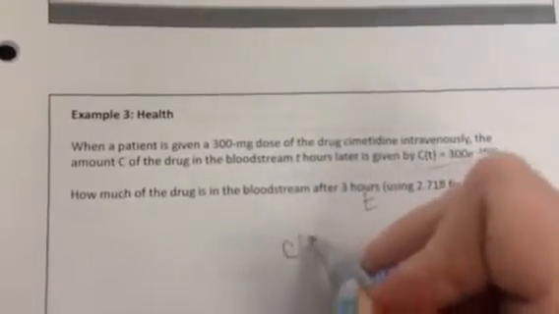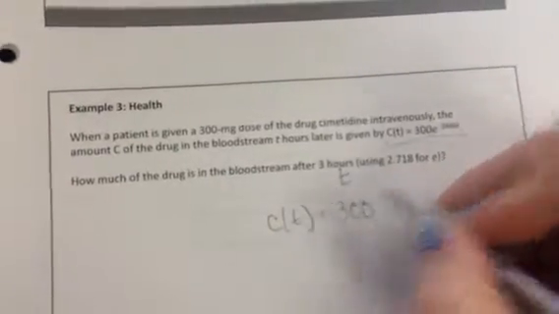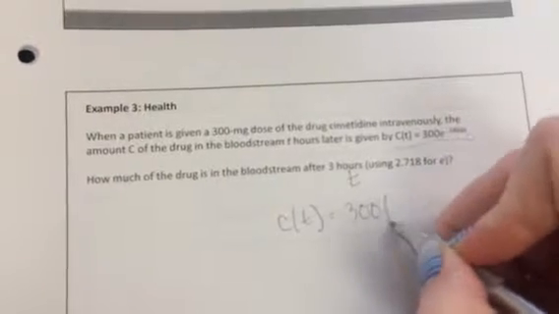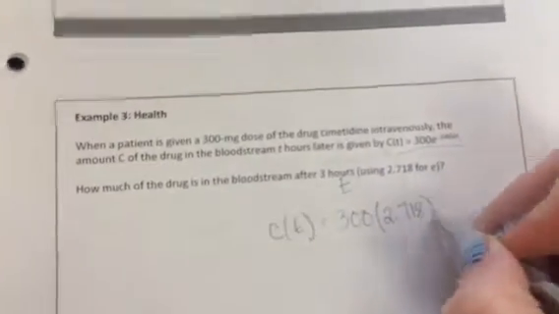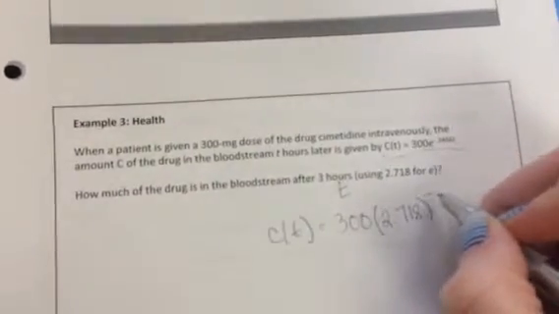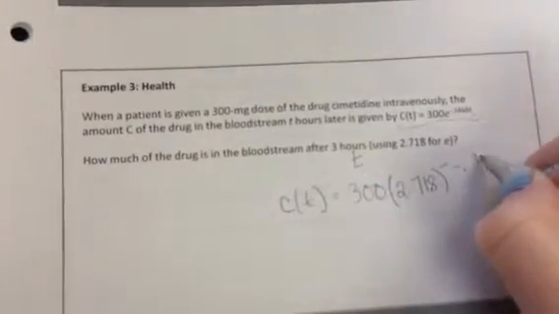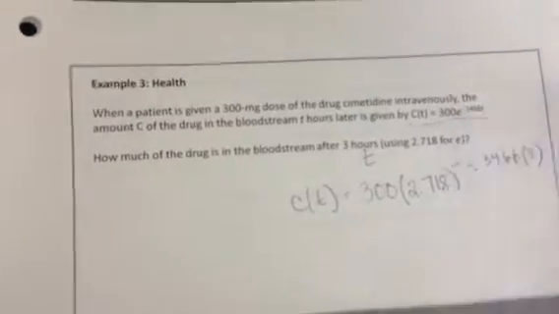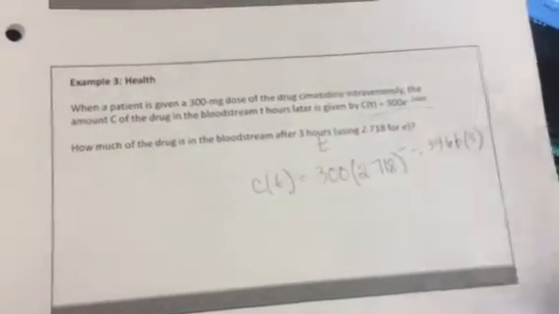So the amount of the drug is going to be 300 times, and it says use 2.718 for E. If you just want to use the E button on your calculator, you can. If you don't have an E button, then just use 2.718 like they said. Raised to the negative 0.3466, and then instead of T, we're going to multiply by 3. Okay? Sorry for any shakiness.